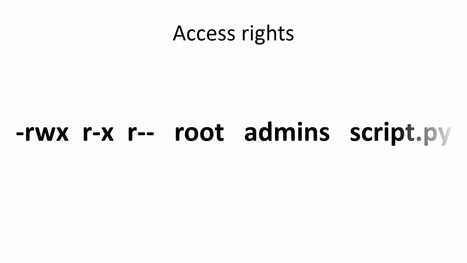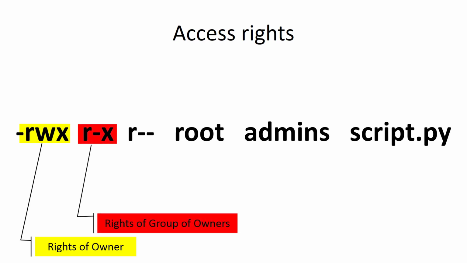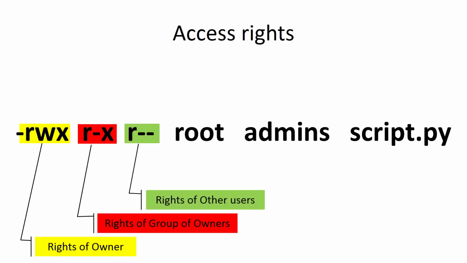To better understand this principle, we will consider one example. We have the file script.py. On the left side, we can see access rights of file owner. File owner can read and modify the content, and also he can execute it. Then we have access rights of group of owners. This time, group of owners can only read the script and execute it. And finally, other users can only read the file and nothing else.